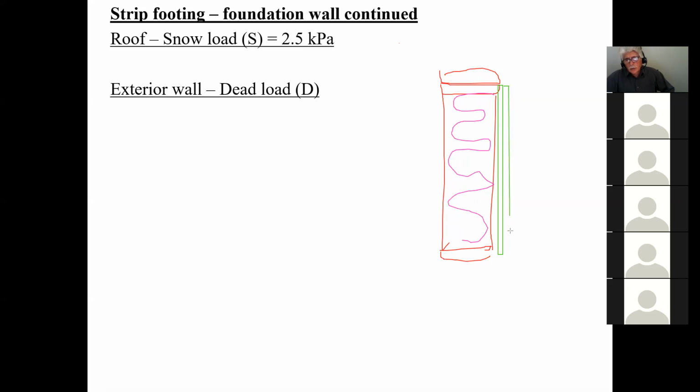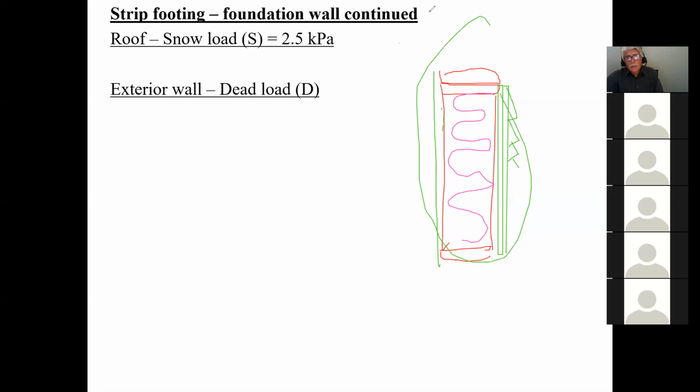Some furring strips. And then on top of the furring strips, of course, you're going to have your siding. It can be aluminum, it can be vinyl. Then on the inside, you're going to have your 1/2-inch gypsum board. So that's basically your wall construction.